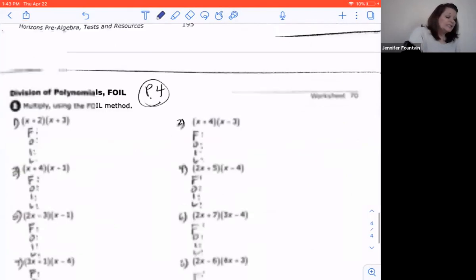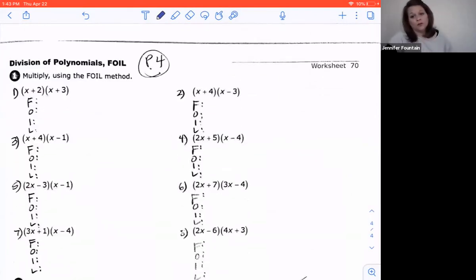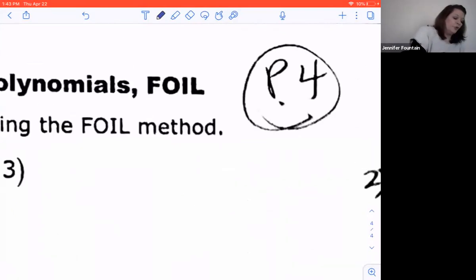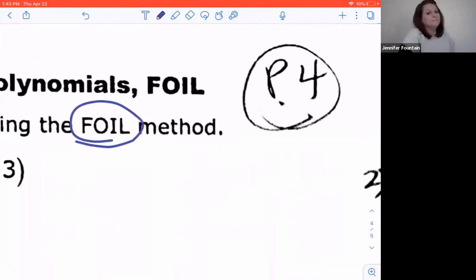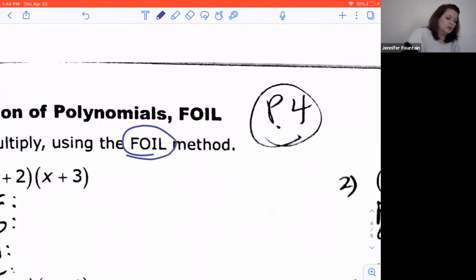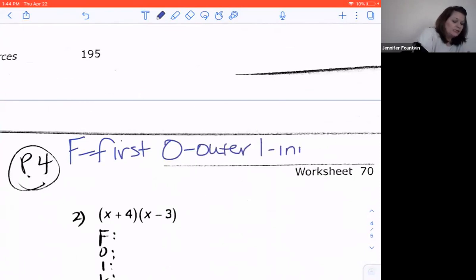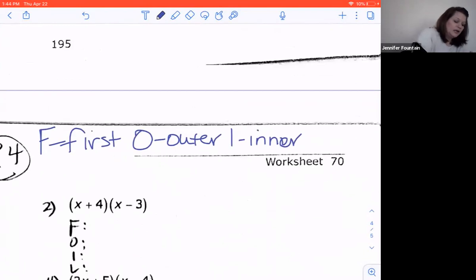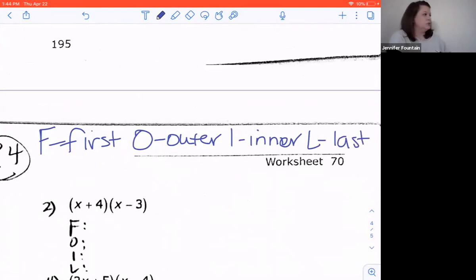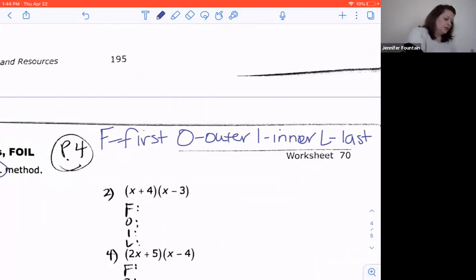All right, and our last section is practicing with FOIL. Remember we talked about using the FOIL method as a way to multiply binomials times binomials. F stands for first, O stands for outer, I stands for inner, and L stands for last. That's the order that I multiply in: first is F, O is outer, I is inner, L is last.